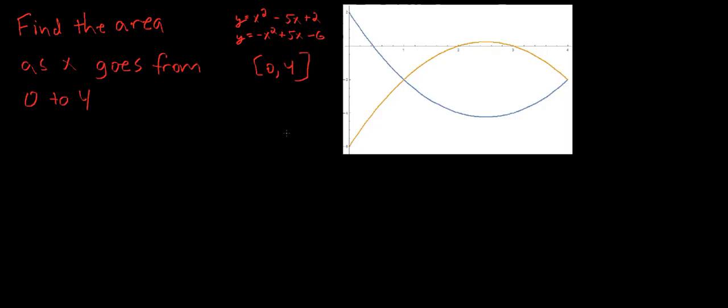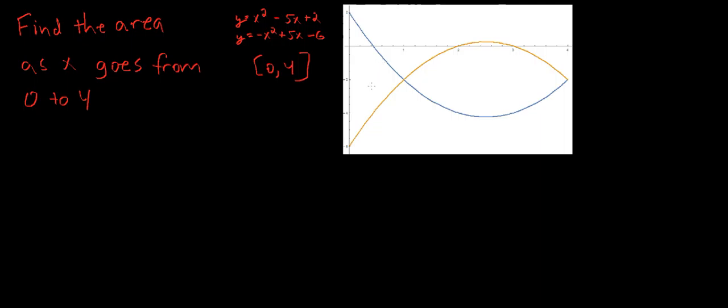We're told to find the area between y equals x squared minus 5x plus 2 and y equals negative x squared plus 5x minus 6 as x goes from 0 to 4. So what I did here is I graphed the two equations in Mathematica, and we see we have this fish looking thing going on.